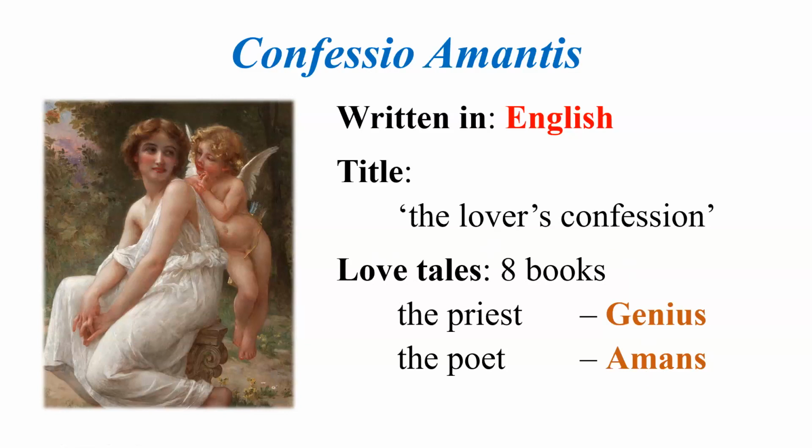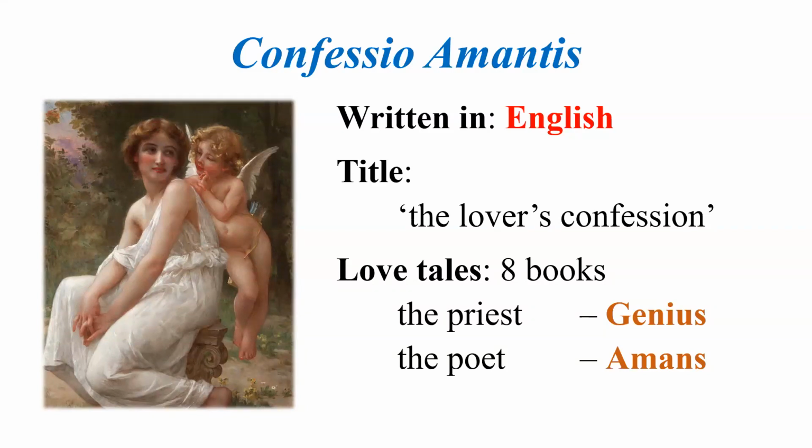So he prays to Venus, the goddess of love. Venus has a priest, Genius, G-E-N-I-U-S. So now this Amans, the lover, is confessing to Genius. The priest listens to his confession and comes up with tales, a lot of tales, moral tales and also love tales. After listening to these tales, the poet or the lover seems refined. That's all. There are eight books in this work, Confessio Amantis.